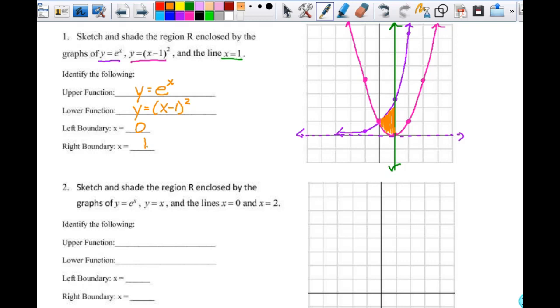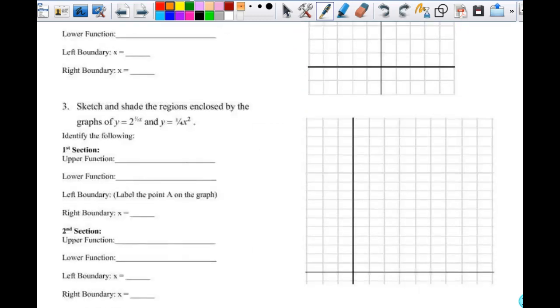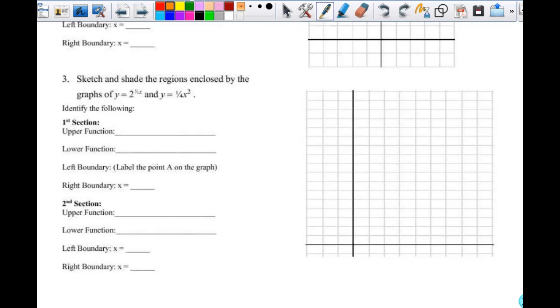So the same type of thing is going to happen on 2 and on 3. But on 3, if you look at it, you're going to end up with 2 sections. And on the first section, it says for the left boundary to just label the point A on the graph because you're not going to be able to find the x value. When you try and solve it, you end up with an x in an exponent and not in an exponent, or then in a log and not in a log, and you can't get to it with the math that you can do. So we just literally label the point A on the graph. These other x's you can actually find. Okay? So once you graph it, if you don't have 2 sections, your graph isn't right.